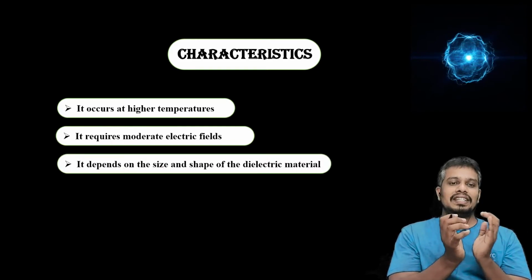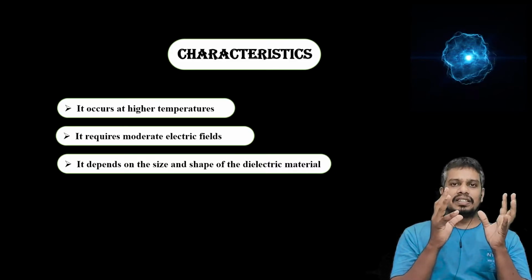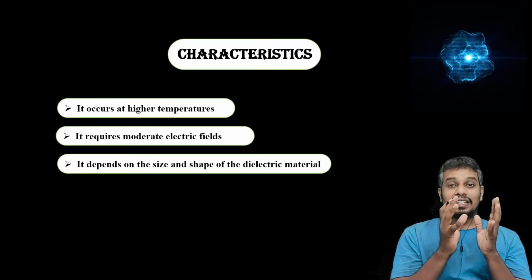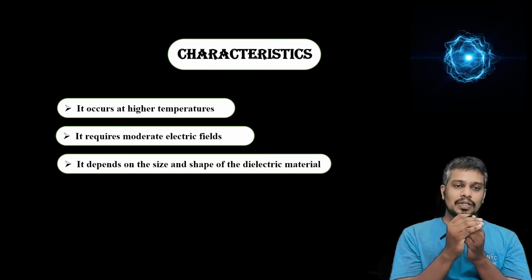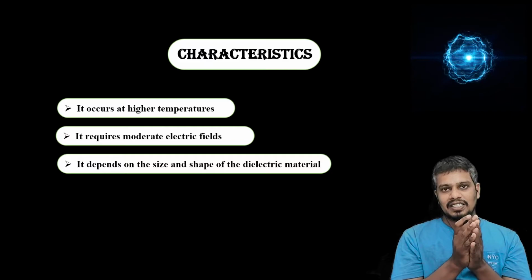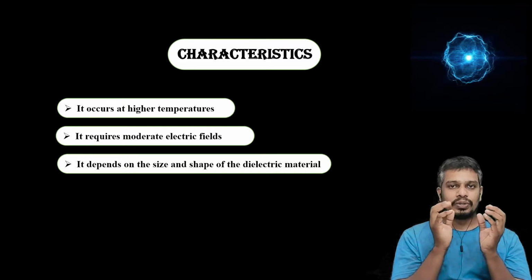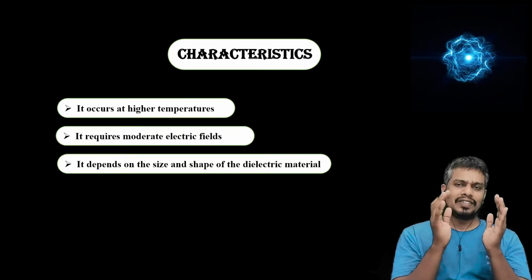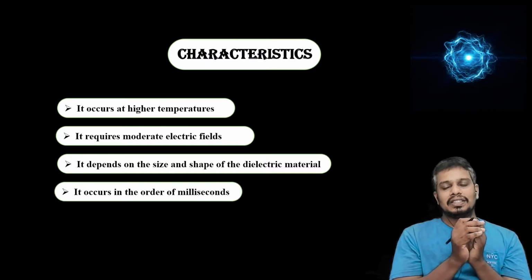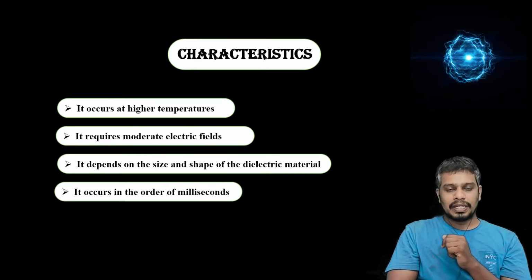It depends on the size and shape of the dielectric material, because if the material size is larger, the surface area will be smaller, then the generated heat will be larger, because the dissipation will be smaller. Compared to the bulk volume, if the surface is small, then dissipation will be less. So the generated heat will be more. Then the breakdown will occur. So definitely it will depend on the size of the material. Next point, it occurs in the order of a millisecond. These are a few characteristics of the thermal breakdown.